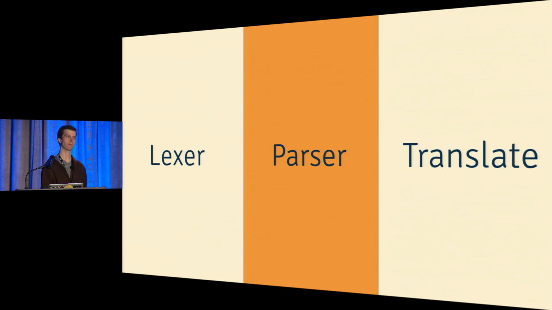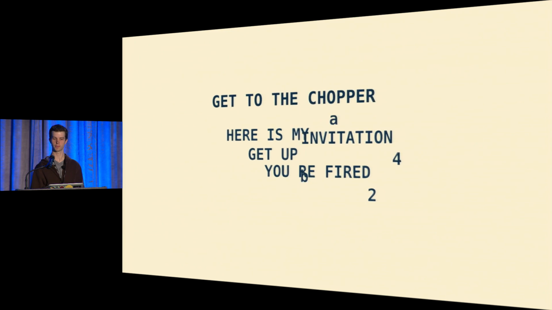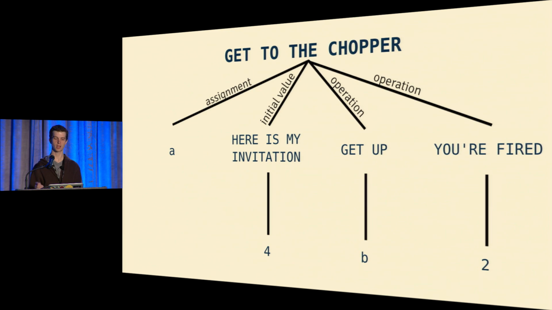So the next step in the compiler's construction is parsing. Let's take this math statement again, where we're taking A, setting it to 4, adding B, multiplying by 2. Some of these bits are only useful to close previous expressions. That's enough talk, so we can drop them from the parser. And the next thing we can do is take these expressions and arrange them into more of a tree structure. It might look like this.